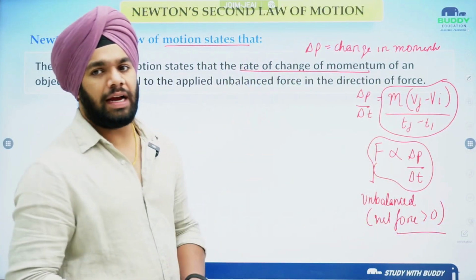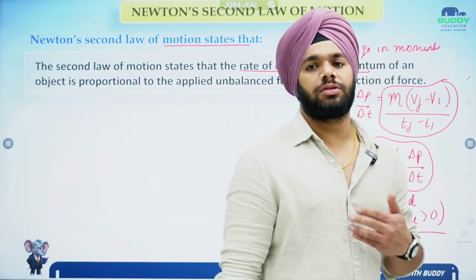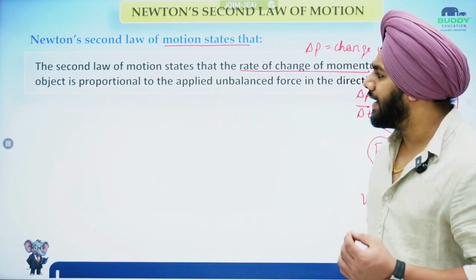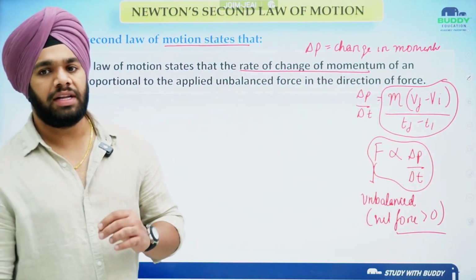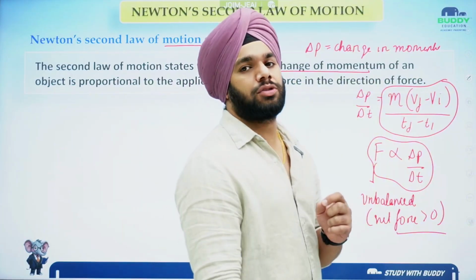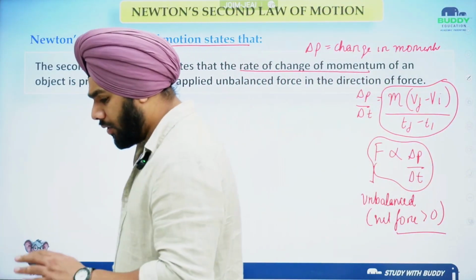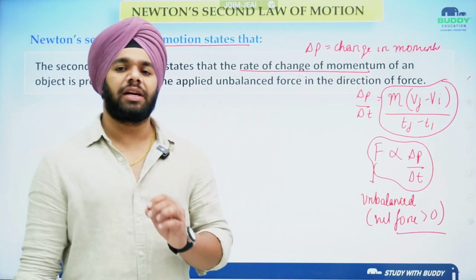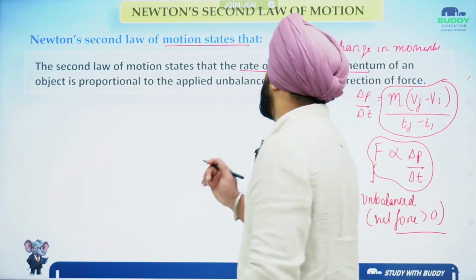If the net force acting on the body is 0, or if I say that there is a balanced force acting on the body, then it is not possible to change the momentum. Momentum will only change when there is unbalanced force on the body. Remember that. Unbalanced force means the magnitude of the force should be greater than 0. Right? It should not be equal to 0. This we have already discussed.